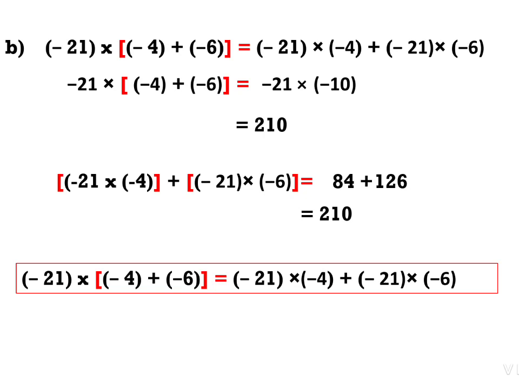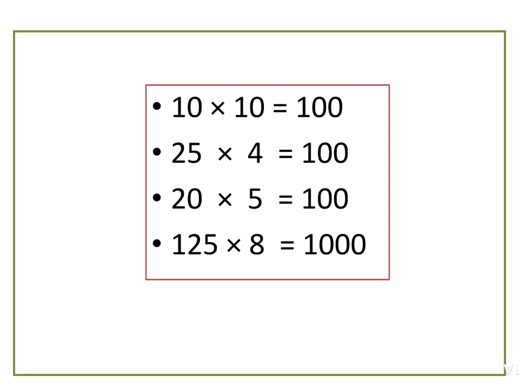Next, consider this table. 10 into 10 is 100. 25 into 4 is 100. 20 into 5 is 100. 125 into 8 is 1000. This we remember. By using this table, we can find the multiplication very easily.